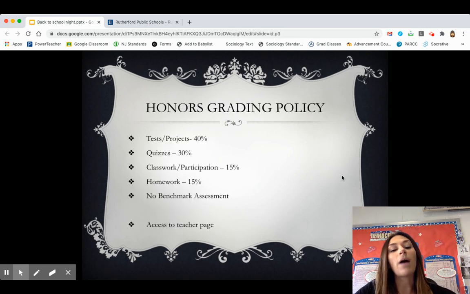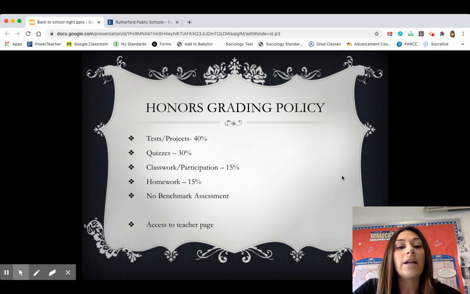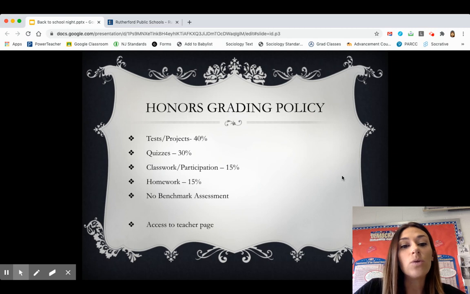So this is the honors grading policy. The grades are broken down into 4 categories, and I'm just going to explain each of them very briefly. The first one, and the one that's weighted most heavily, is tests and projects, and they are worth 40% of the grade. Tests are traditional tests: multiple choice, short answer, essay. They will always have at least a week's notice before a test is coming up. We will prepare by using study guides and review games, so students will always be prepared for tests.